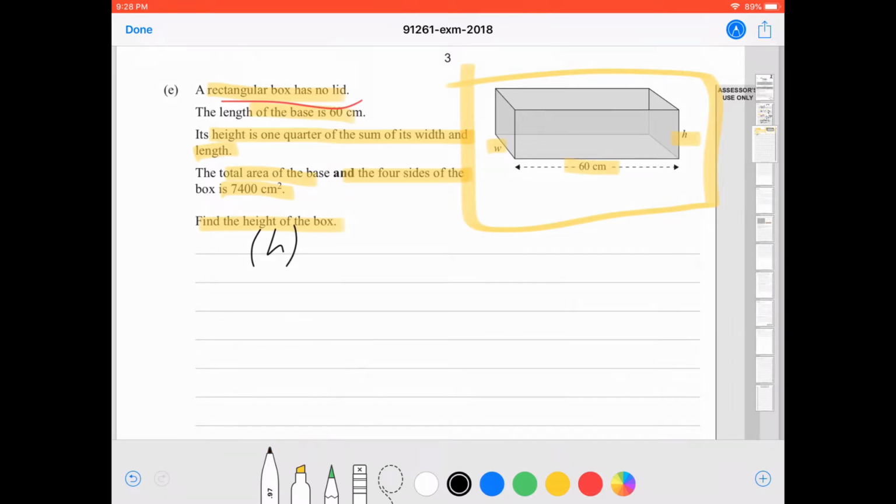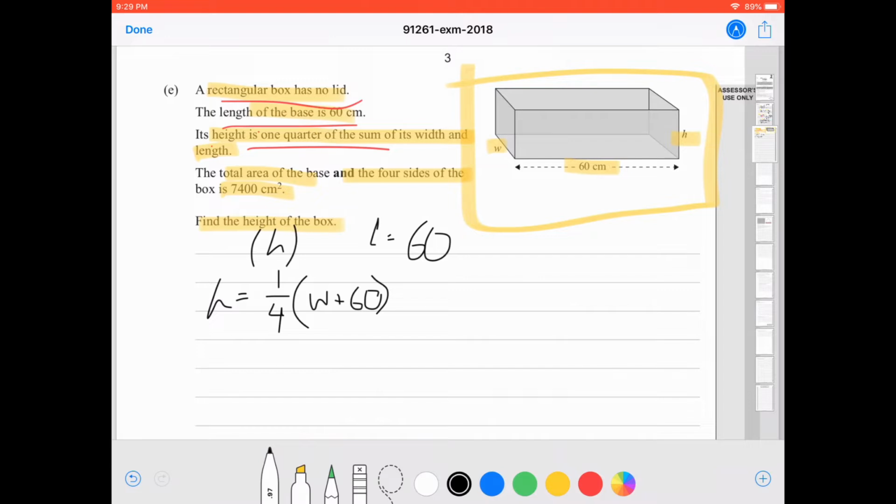Length is 60, so we could say L equals 60. Height is 1/4. So I'm looking at this step here: its height is 1/4 of the sum of its width and length. And so we can say h equals 1/4 of the sum of its width and length, so w plus, and we know the length, it's 60. And this is inside brackets. So that's our expression for h.